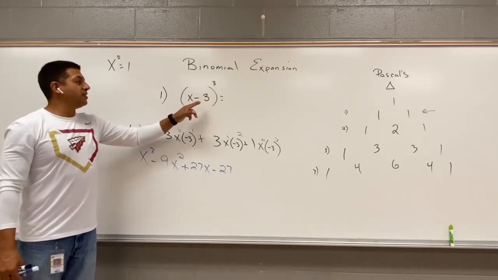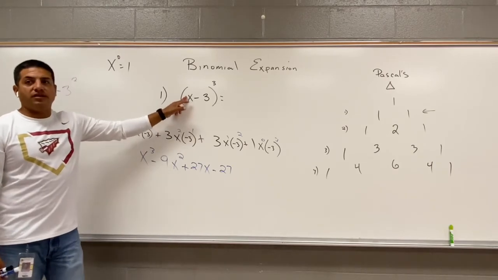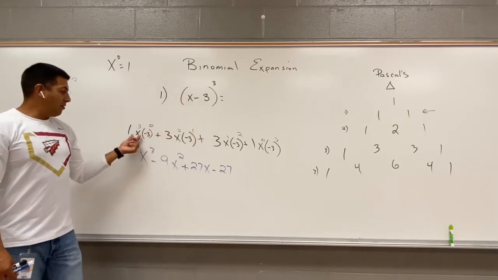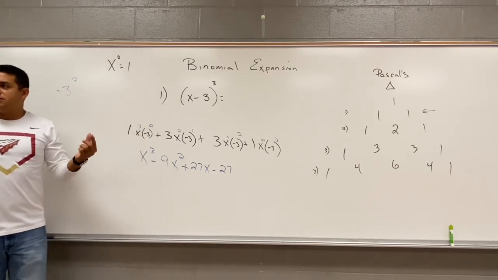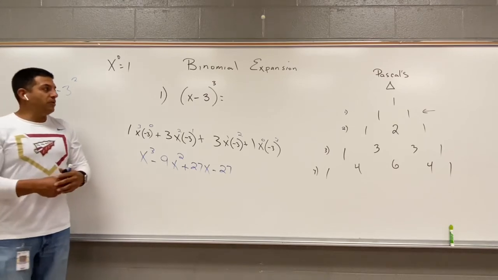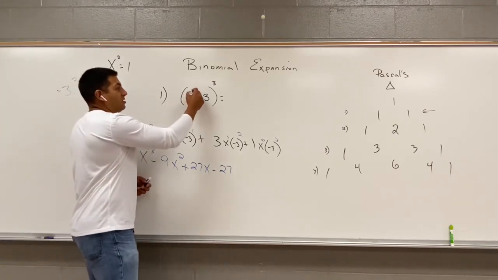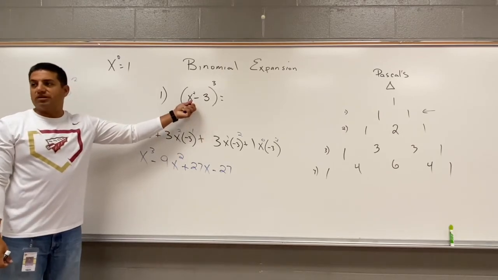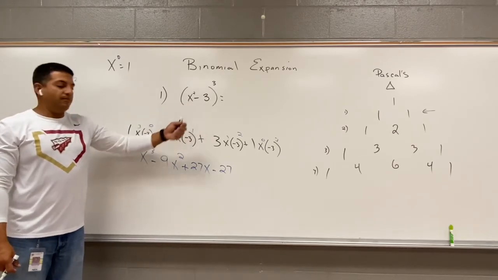Can we still do this if there's a number in front of the x here? Like if it was 2x minus 3. Yeah. Our first term would just be 2x now. And it may be helpful to put it in a parentheses. Could we also do this if this was x squared minus 3? Is that still a binomial? Absolutely, right? It's 2 terms. Can we do that? Sure.